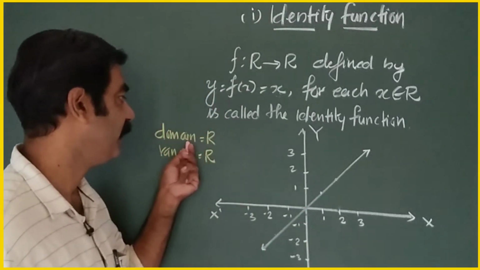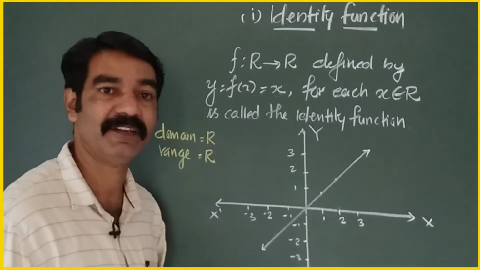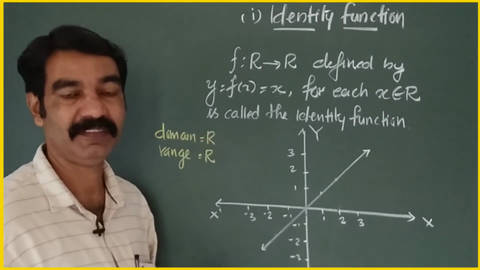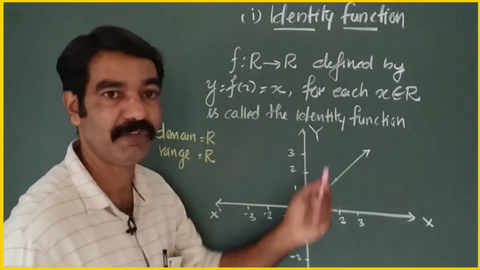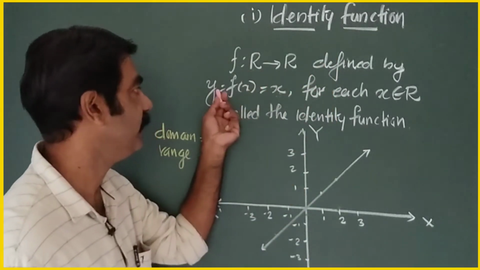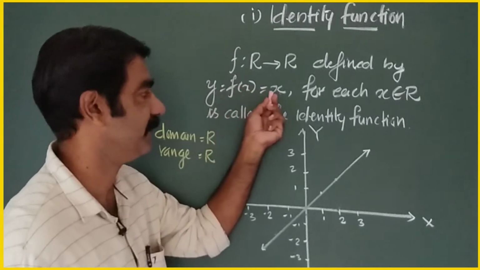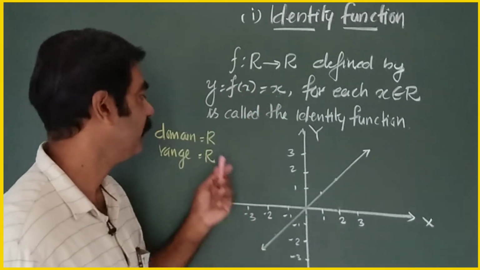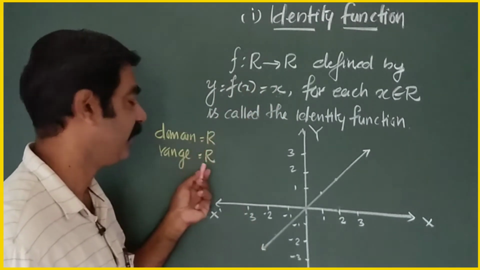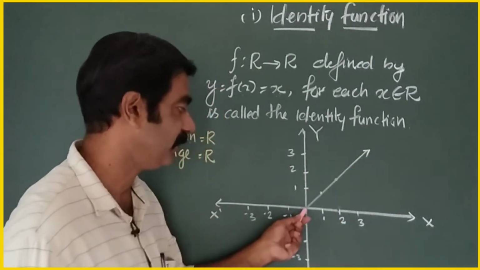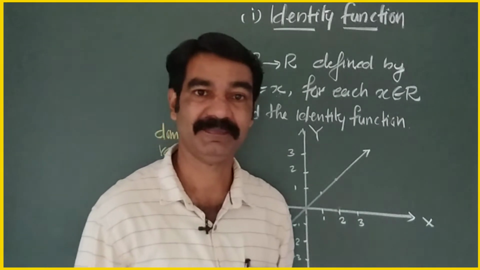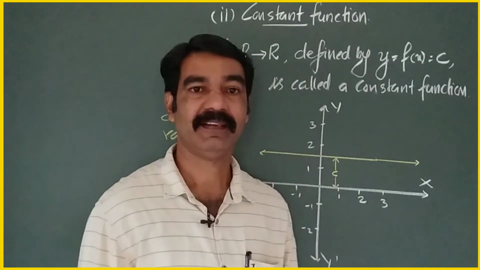What is the domain? The domain is real numbers and the range is also real numbers. These are the points we want to remember. An identity function is a function defined from R to R, y = f(x) = x. The domain is the set of real numbers and the range is also real numbers. The graph is a straight line passing through the origin.